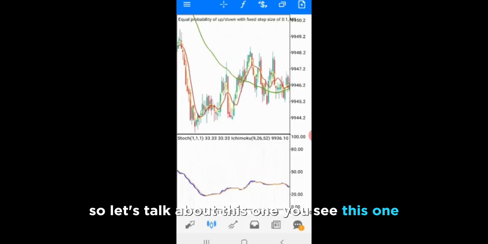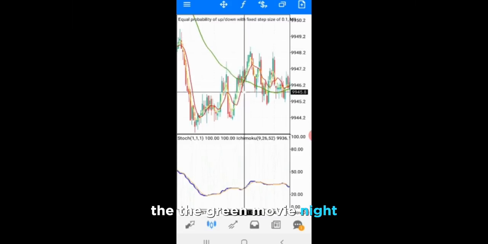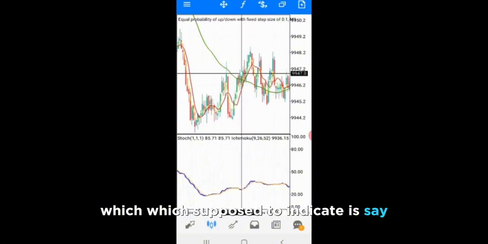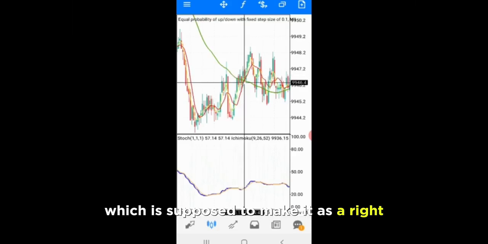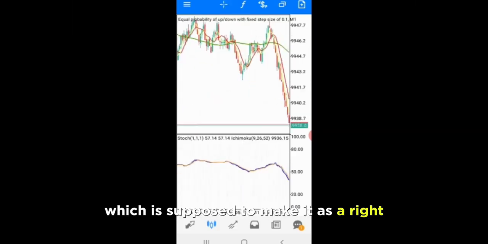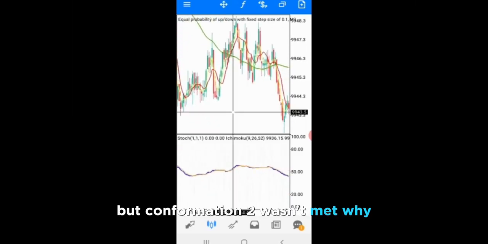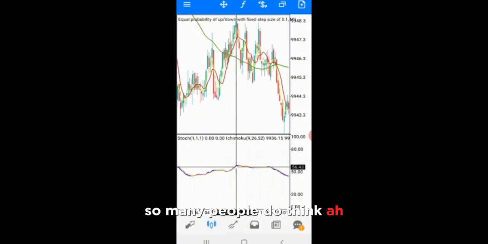So let's talk about this one. You see this one? You see this market? The green moving average crossed below this red moving average, which is supposed to indicate a sell. This is confirmation one, which is supposed to make it a sell, right? But confirmation two wasn't met. Why? Because it was not at the oversold level. So many people think it has crossed.